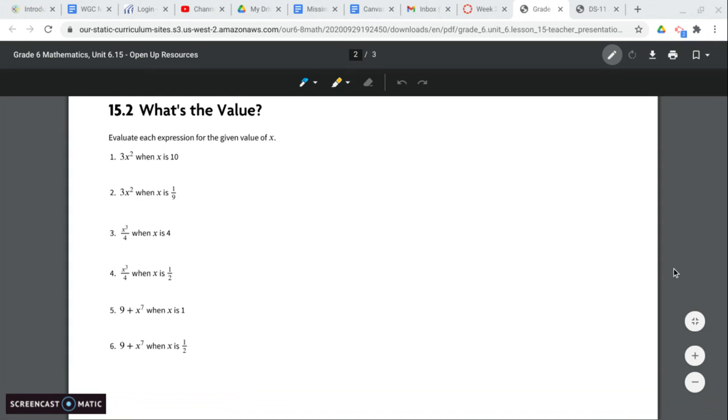All right, so what's the value? Evaluate each expression for the given value of x. So 3x squared when x is 10. What that means is we're substituting in 10 in place of the x. So now we have 3 times 10 squared. First we take care of the exponent. 10 squared is 100. So we have 3 times 100, which is 300. So the answer here is 300.